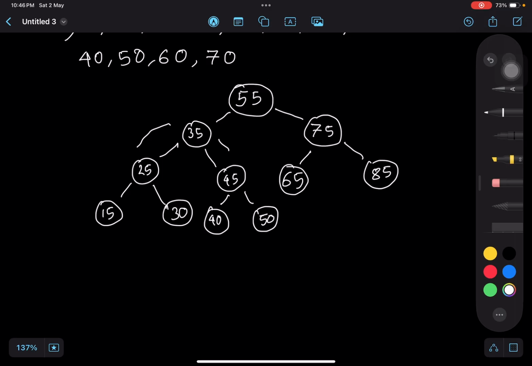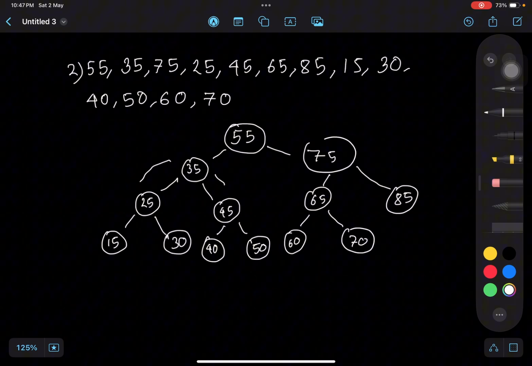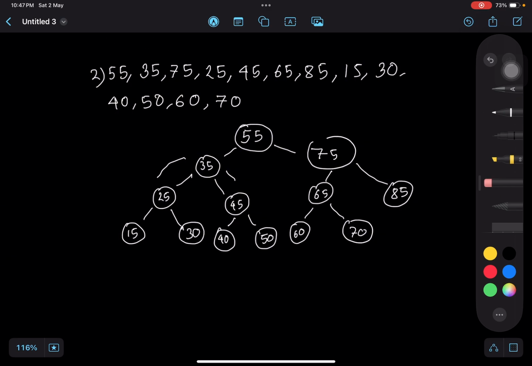Then we have 60, which would be, whoops, we have a bit of a problem here. Let me just move these. 60, so it will be to the left of 65. 70 would be to the right. Now we have successfully drawn the tree.